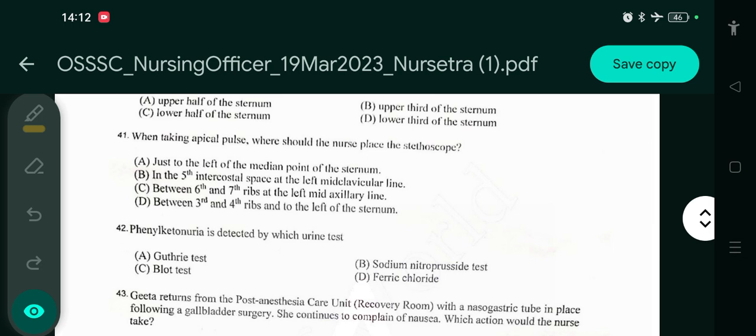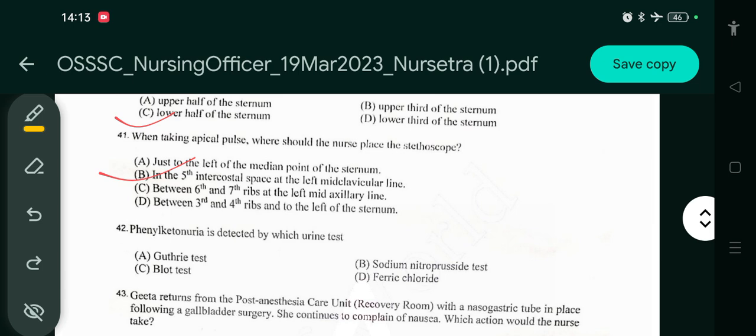Option B, in the fifth intercostal space at the level of mid clavicular line. And option C, between 6 to 7 ribs at the left mid axillary line. Option D, between third and fourth ribs and to the left of the sternum. Here the correct answer is option B, in the fifth intercostal space at the left mid clavicular line.